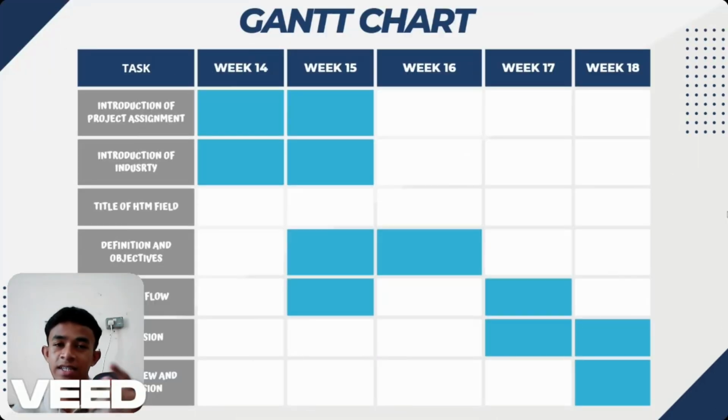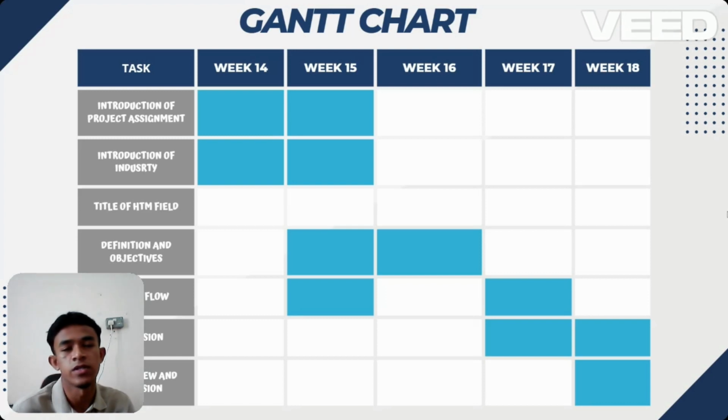Explanation about the Gantt chart. So we start with week 14. Start with introduction of project assignment and introduction of industry. We begin initial research on the company Advanced spec.